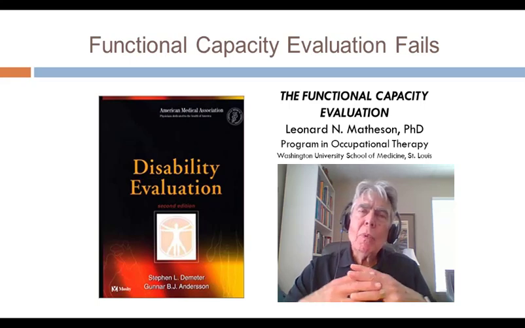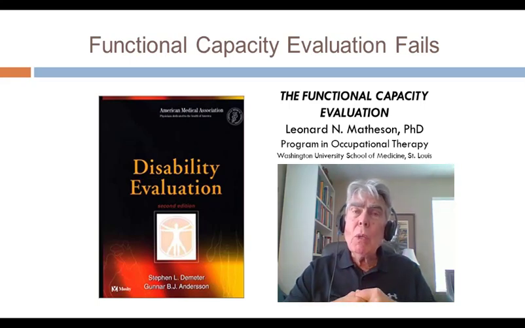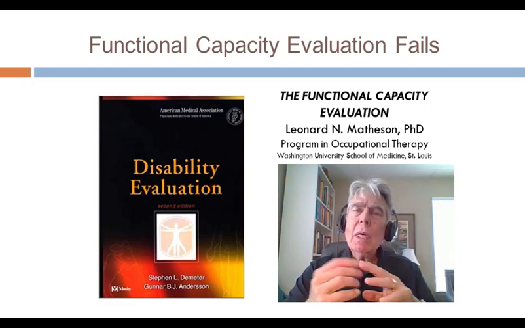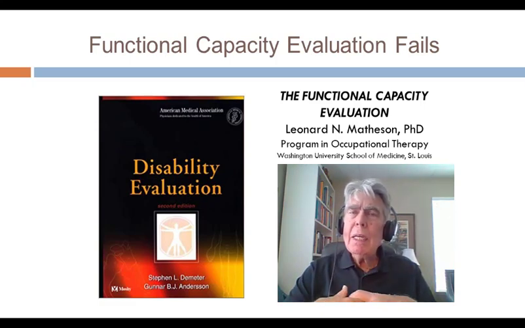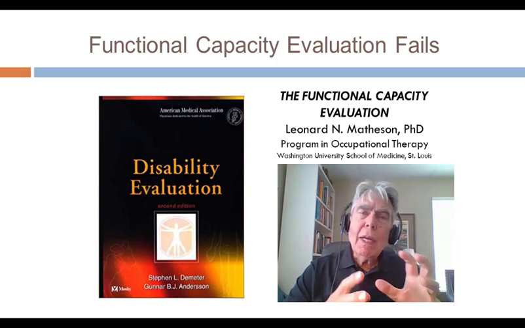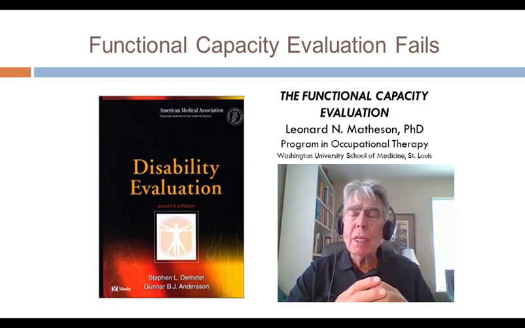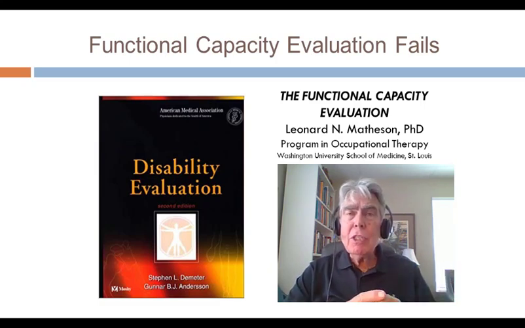But I use self-report data in many ways. One of the ways is to identify people with symptom magnification syndrome. We're not going to talk about that today. That's another issue. The way that's pertinent for today has to do with using self-report data to set up the FCE, to help the client help us identify what needs to be looked at in terms of the specific job demands that they may be struggling with, maybe can't do or have limitations in doing.